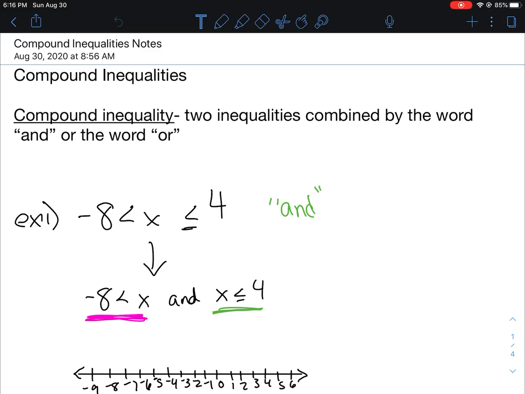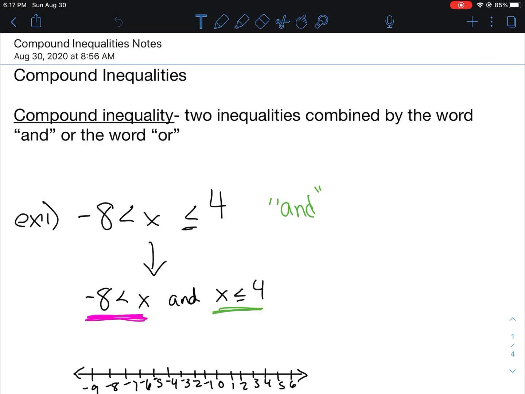Hello everyone. Today we're going to be talking about compound inequalities. So this is something different than last year you did in pre-algebra. I'm pretty sure you did 1 and 2 step inequalities as well as graphing them, and then you might have done the multi-step inequalities. Now we're going to add in compound inequalities.